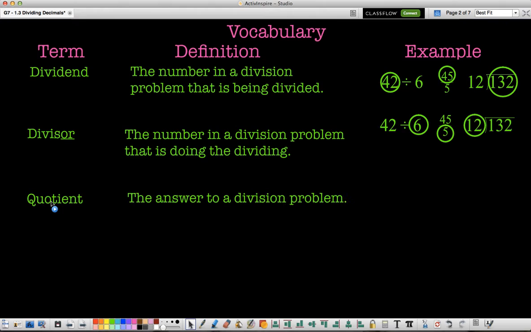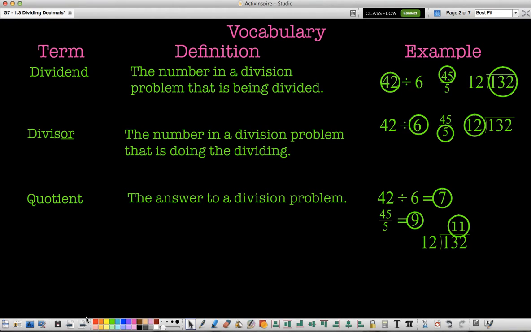And then the last part, quotient. Now quotient doesn't mean divide, it's the answer to a division problem. So if you see the word quotient, it should imply that division was done or that you might need to do division to find the quotient. However, it does not mean divide. So the quotient in this case is the answer. If I were to actually solve 42 divided by 6, that gives me 7. So 7 is the quotient of 42 and 6. 9 is the quotient of 45 divided by 5, and 11 is the quotient of 132 divided by 12.